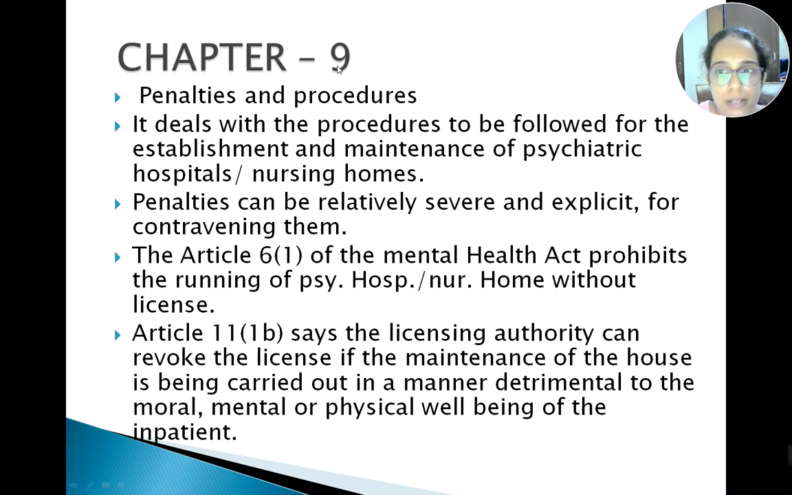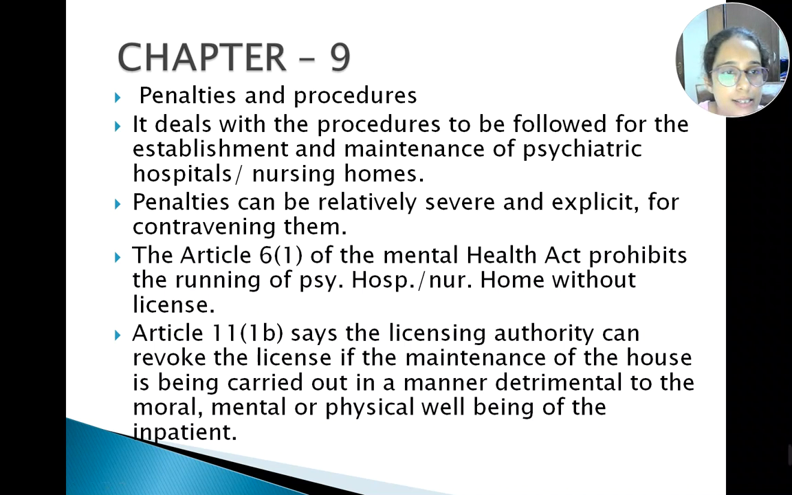Now we are moving to chapter 9. In chapter 9 they discuss penalties and procedures. It deals with the procedures to be followed for the establishment and maintenance of psychiatric hospitals and nursing homes. Penalties can be relatively severe. For example, Article 6(1) of the Mental Health Act prohibits the running of psychiatric hospitals and psychiatric nursing homes without a license.